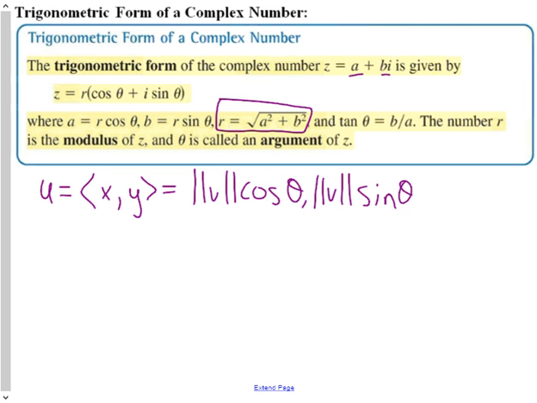So instead of xy, we have ab. And so what do you think is going to happen? Tangent of our angle is going to equal b over a. What is r? r is basically the same thing as magnitude. r equals the absolute value, the square root of a squared plus b squared, and a equals r cosine theta, b equals r sine theta.